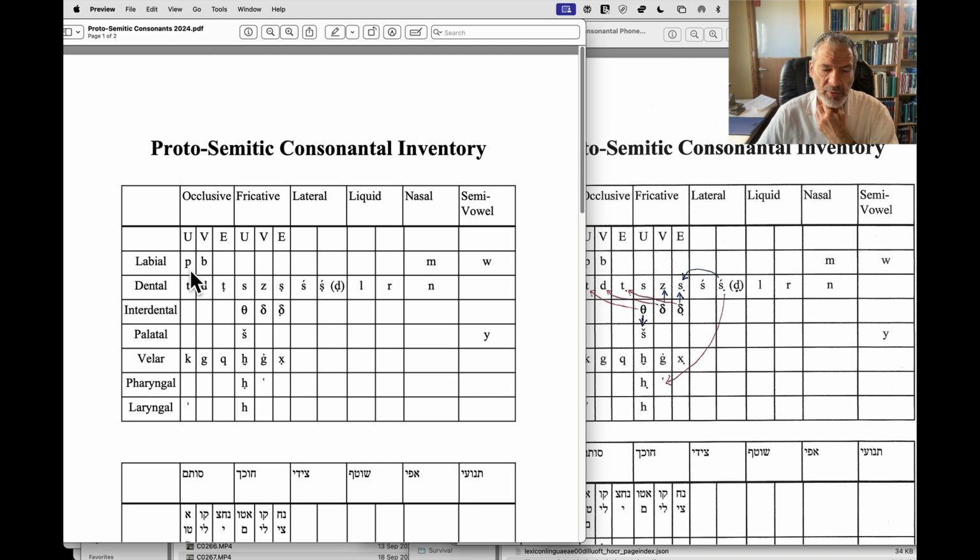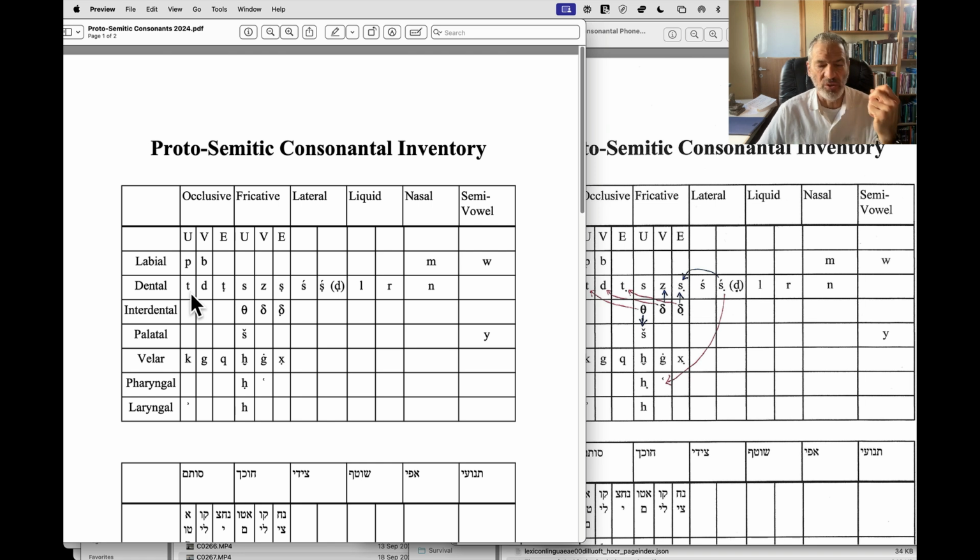To feel a difference, put your hand in your throat and say pa, and then say ba. Ba, you hear the voicing of the vocal cords. Now down here we have a nasal ma, right, pronounced through the nose, and a semivowel wa.